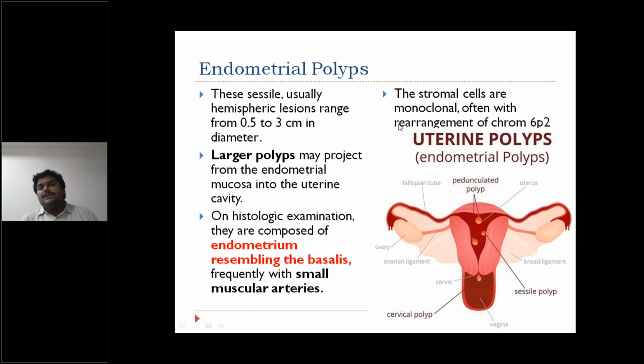Then the stromal cells are monoclonal, often with rearrangements in the short arm of chromosome 6. This is the reason why some women will get endometrial polyps, because there are rearrangements in chromosome 6.